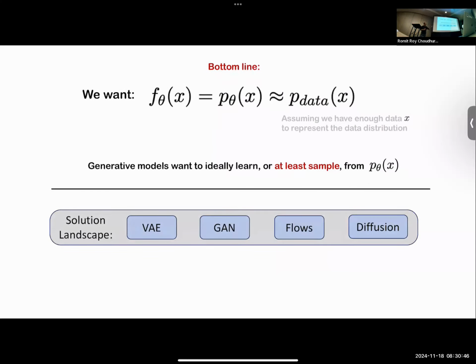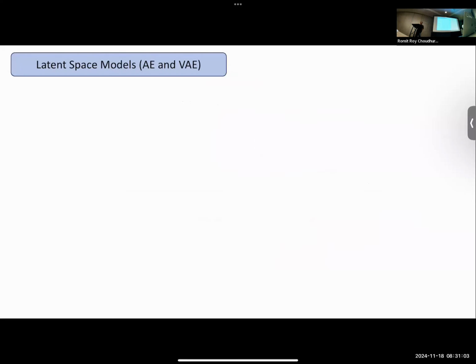Good. And there are four main pillars of generative models: variational autoencoders, generative adversarial networks, normalizing flows, and diffusion models. And let me give you a quick overview of what these four things are, and we'll dive into each of them through the rest of the day.